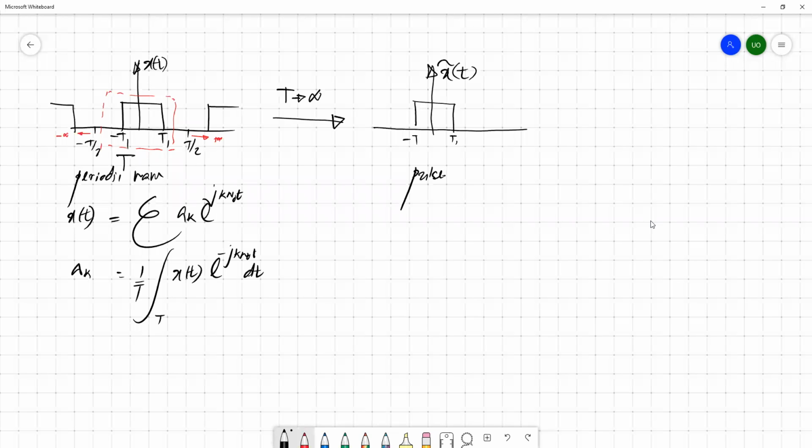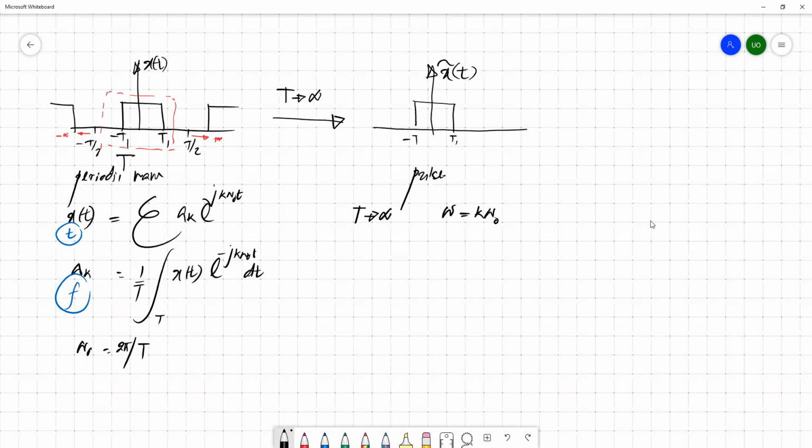Okay, so then we claim that xt is the time domain quantity, and this is the frequency domain quantity. So then what happens if T goes to infinity? What happens to this omega, which is defined as k omega naught? This omega naught equals 2 pi over T, so T is the period of the signal, and omega naught is the angular frequency of the signal.